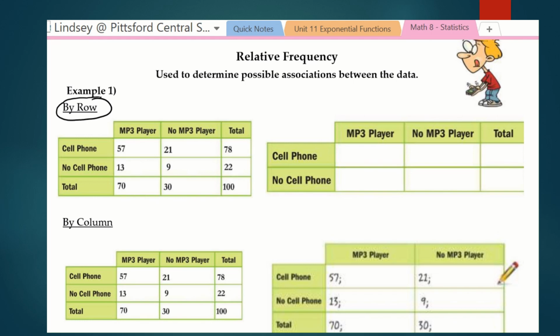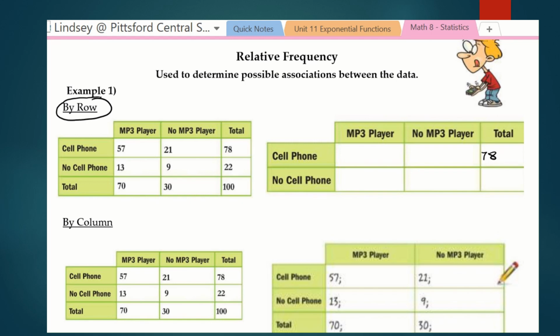So if I'm just looking at the top row where it's talking about students that have a cell phone, we're going to compare students that have a cell phone and an MP3 player to the total number of students that have a cell phone, and we're going to compare students that have a cell phone and no MP3 player to the total number of students that have a cell phone. So if I'm going to fill in some numbers here really quickly, my total number of students, just to make sure I have this, is 78.